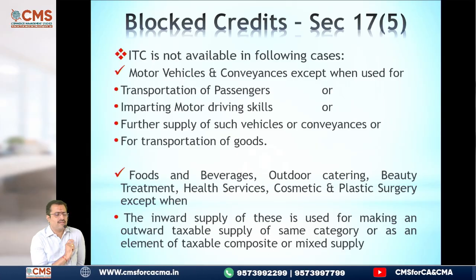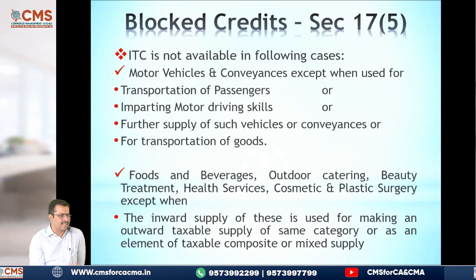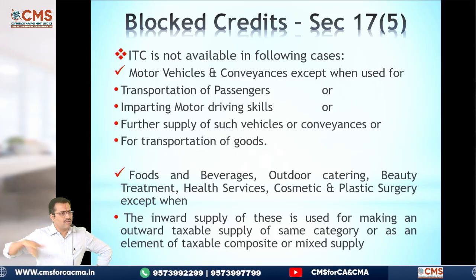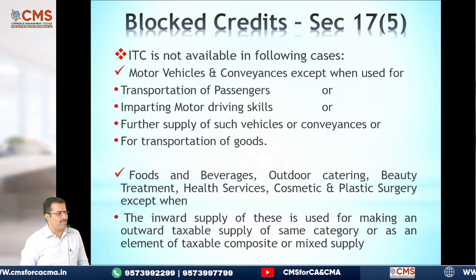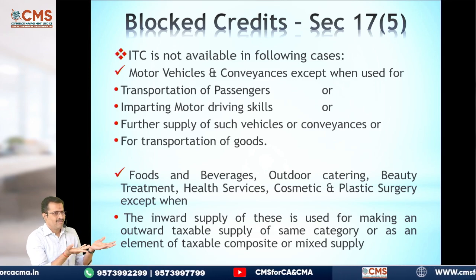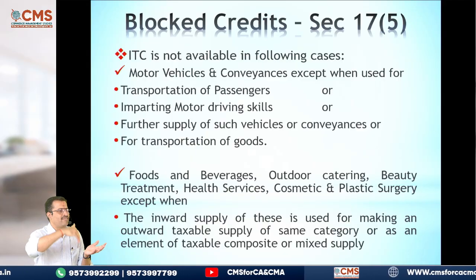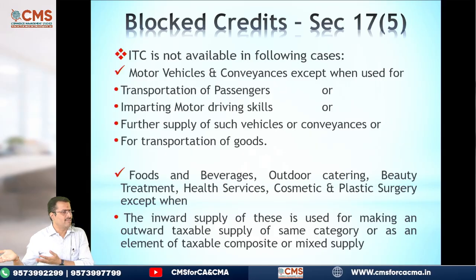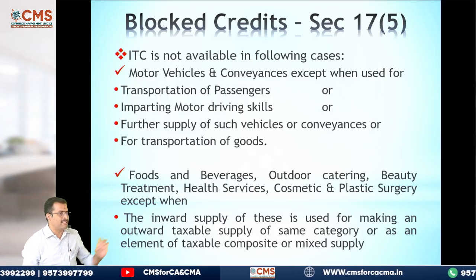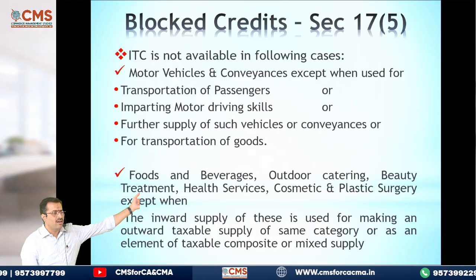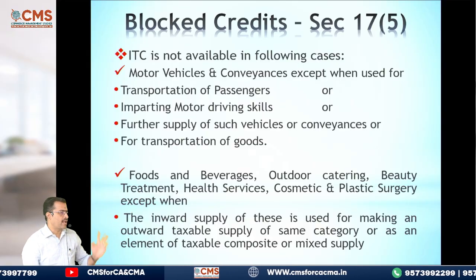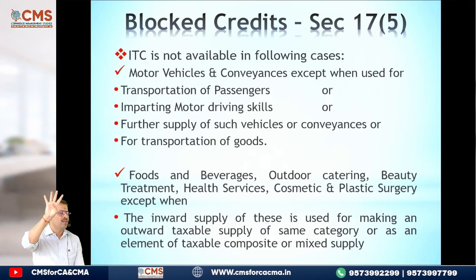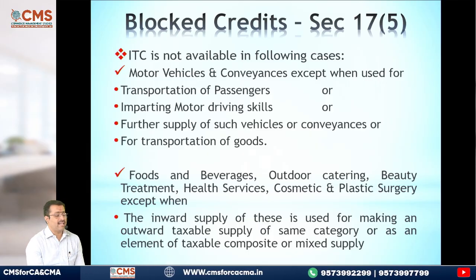Sir, what do you mean by further supply of such vehicles or conveyances? Further supply of such vehicles means nothing but I have purchased one vehicle, I want to once again sell the vehicle to someone else. I am not going to keep it with me. Like showroom owners are there. They purchase it from the manufacturer. The manufacturer will levy GST and give. They can claim ITC. Now, when they are going to sell, they will also charge GST. So, ultimately, ITC can be claimed by them. That is the meaning of further supply of such vehicles or conveyances. Or for, again, transportation of goods. So, in any of these four uses of the motor vehicle or conveyance, you will be eligible to avail ITC. Otherwise, you will not be eligible.